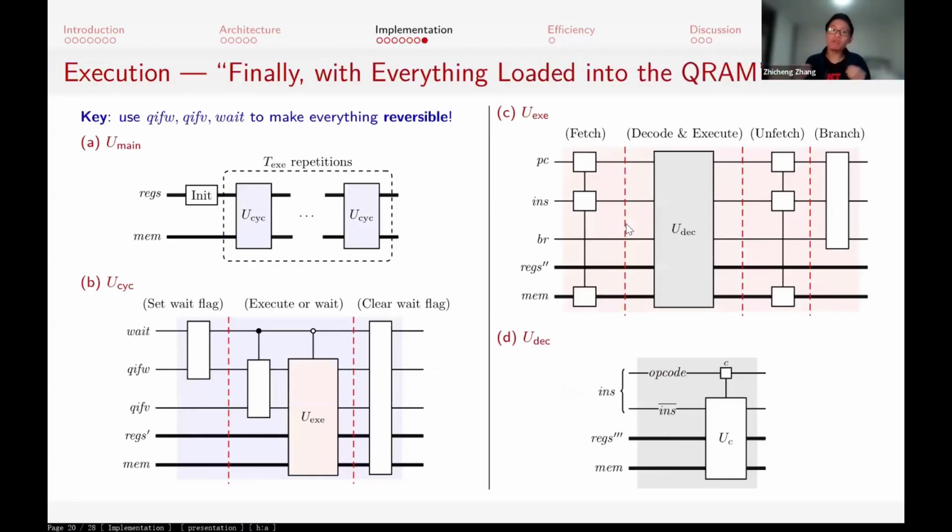And finally, for the execution, we'll load everything into the QRAM, including the compiled program and the QIF table. So just like the classical CPU, the quantum register machine just repeats doing the same operation at each instruction cycle, which is this unitary ucyc. And we will use information from the QIF table in superposition to know whether we need to wait at the current instruction cycle and how long we need to wait. And if we do not need to wait, we can execute. So we just fetch instructions from QRAM and then decode and execute them using the decoding unitary, and unfetch because we need to make it reversible. And finally, we need to deal with the branching instructions.